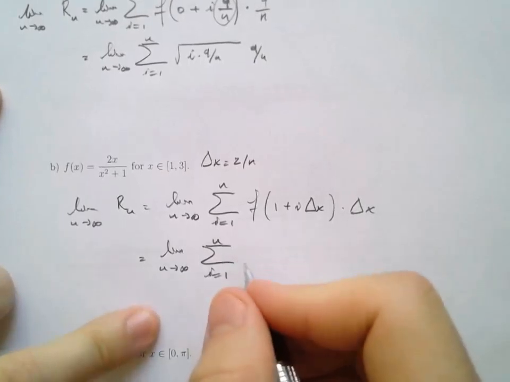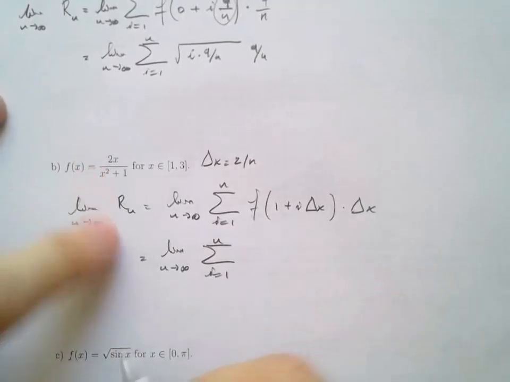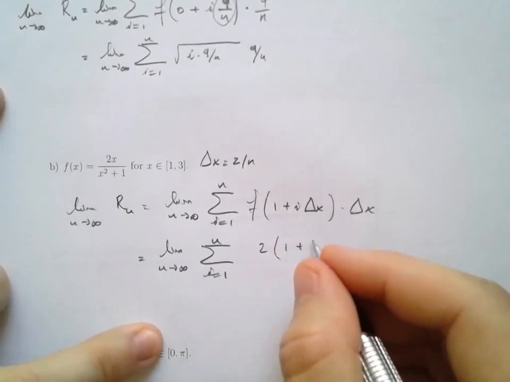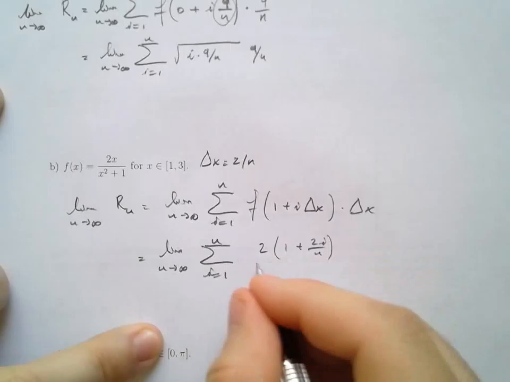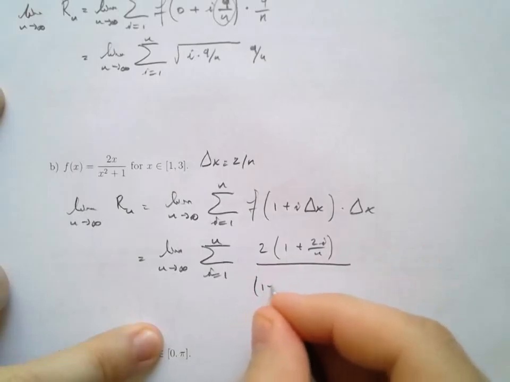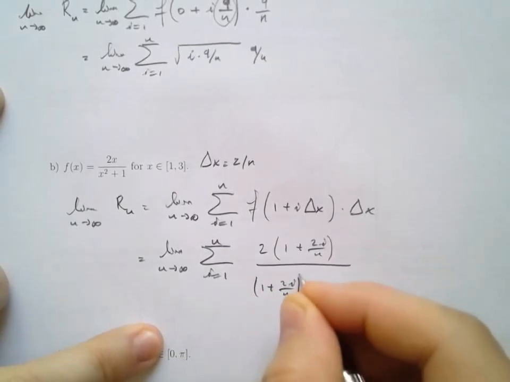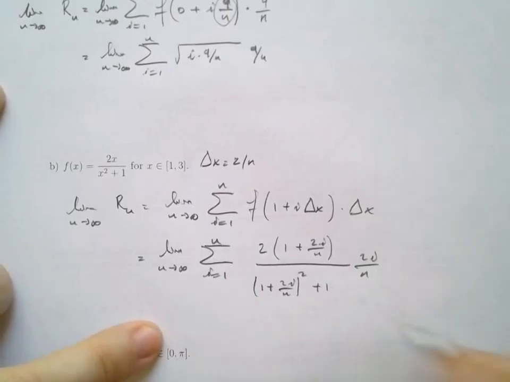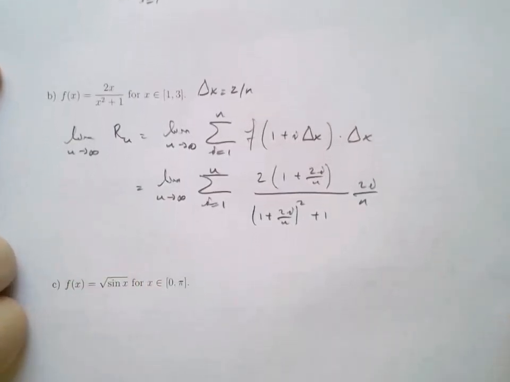Now my function is this rational expression here: on top, 2 times (1 plus 2i over n), divided by (1 plus 2i over n) quantity squared plus 1, times 2i over n, which is the delta x. I'm not going to do anything algebraic with this. It's messy, there's no point, and I doubt there's any way to even evaluate this limit, but that's what the limit will look like.